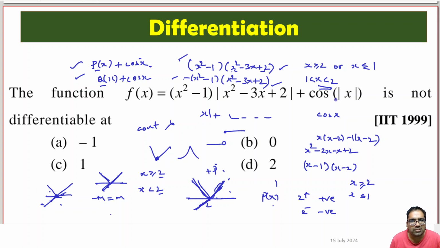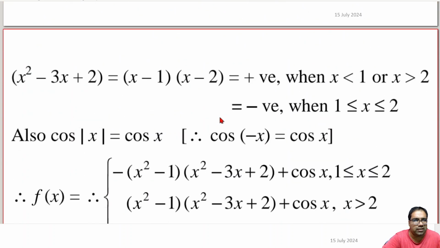So that means at x equal to 2, there is actually a break in the slope, or there is actually something like this, some corner. Slopes are different from both sides. So clearly it is not differentiable at 2. So that's what we have done here.